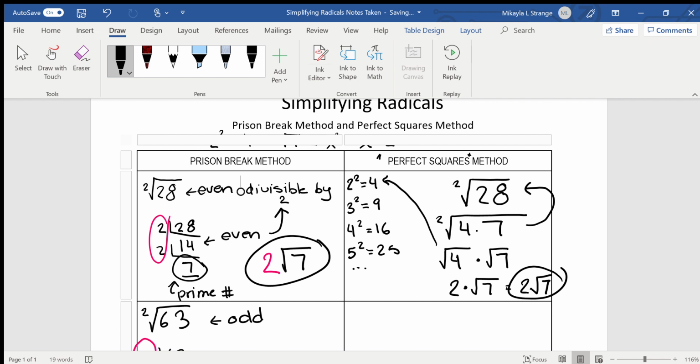Not too bad, right? Just find out which one of these multiply into your larger number that you're trying to square root, and then go on from there.